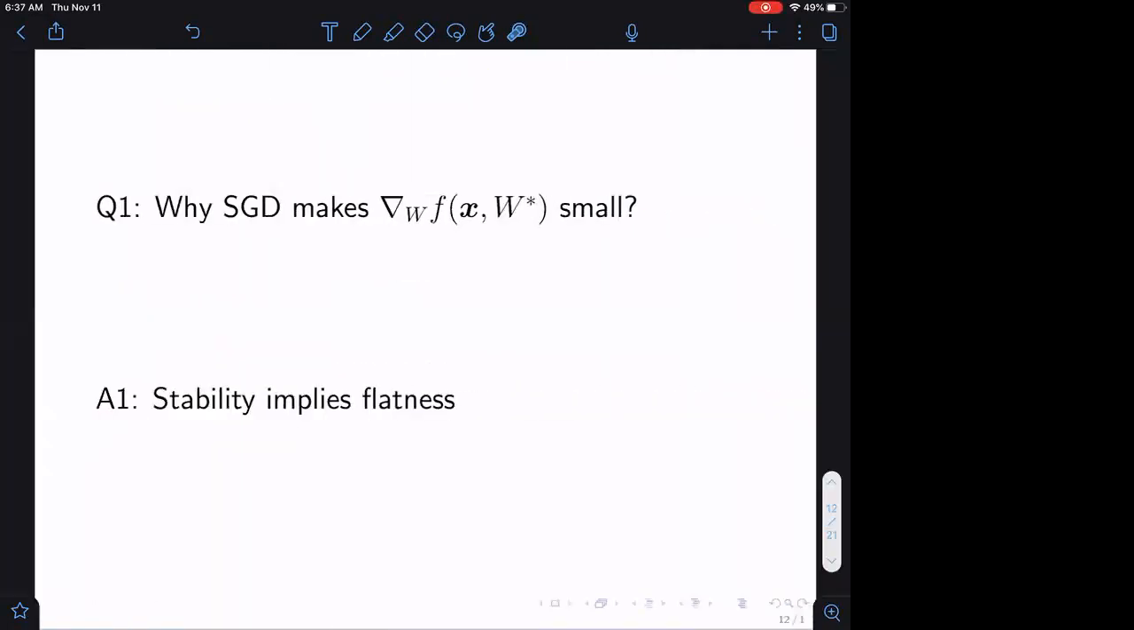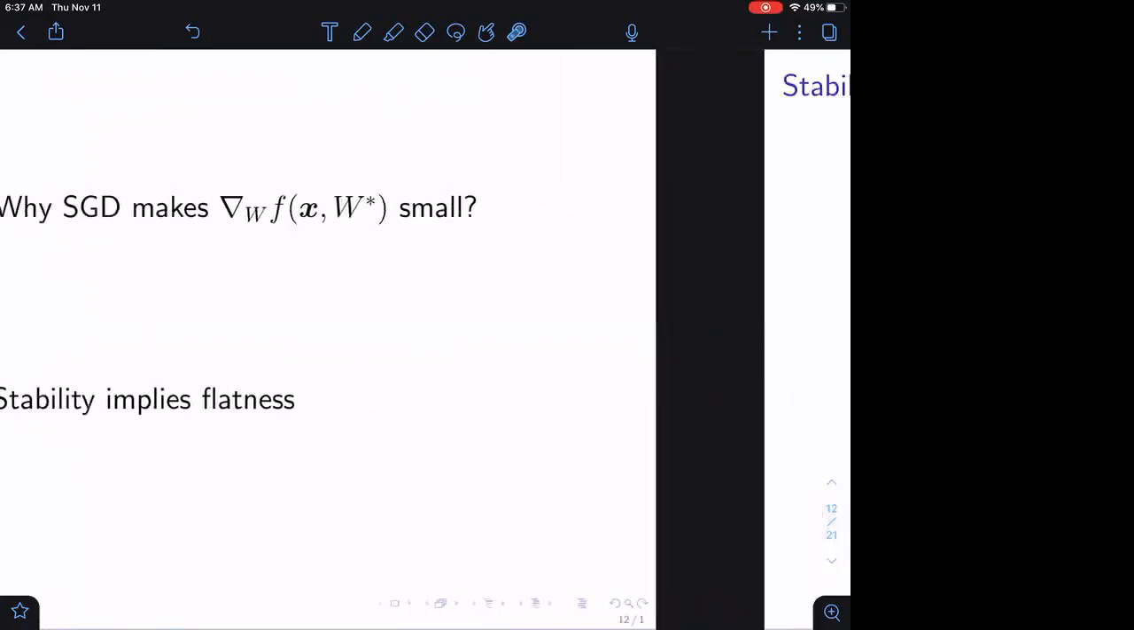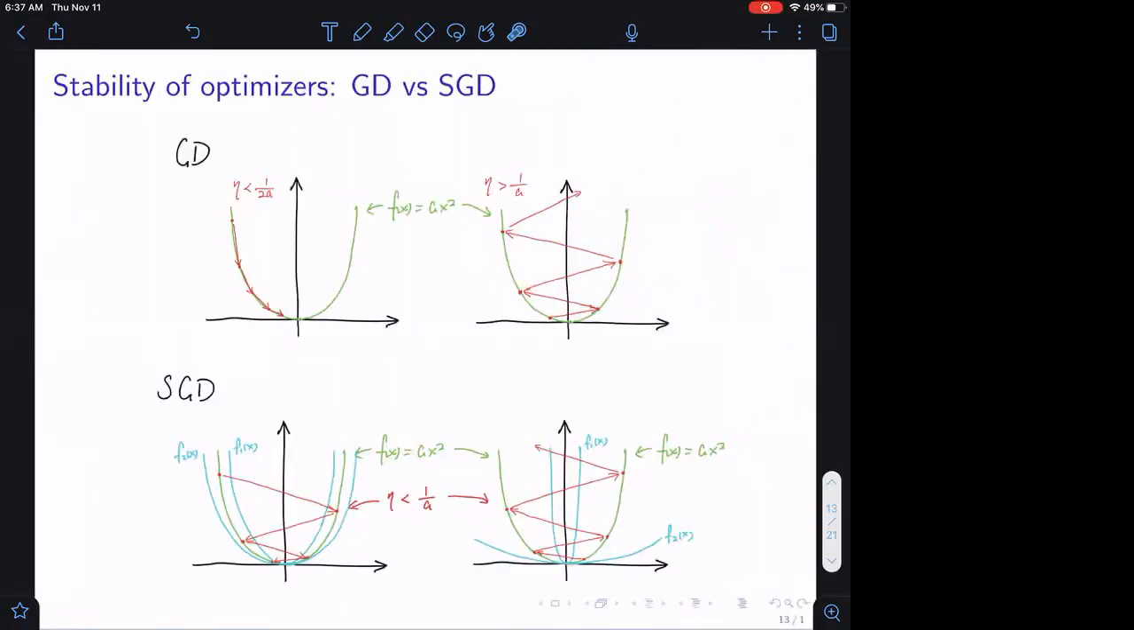Okay, now let's explain the second part, why the SGD makes the W derivative small. Now here the answer is that the flatness gives you that. Sorry, the stability gives you that. So now the stability for gradient descent and for SGD means very different things. So here I'm giving you a picture comparison of the gradient descent with the stochastic gradient descent.